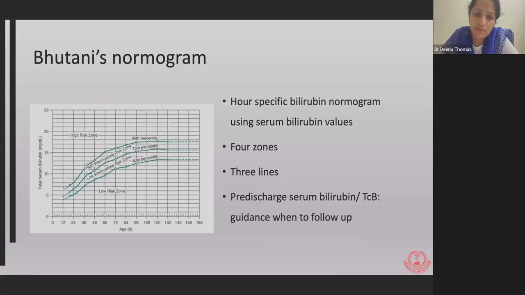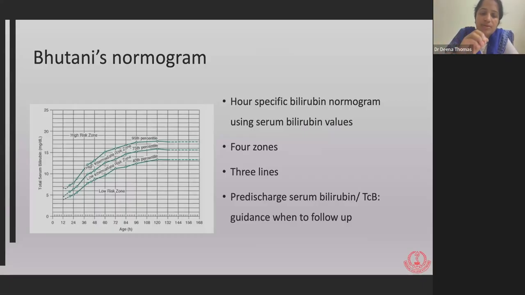So what is the Bhutani nomogram? Somehow this was the favorite question during our residency, because usually you have the 3rd, 50th and 95th or 97th percentile. But this has different percentiles: the 40th, 75th and 95th percentile. This is an hour-specific bilirubin nomogram using serum bilirubin values, constructed by Dr. Bhutani and team. These three lines divide it into four zones: the low risk zone, low intermediate risk zone, high intermediate risk zone, and high risk zone.